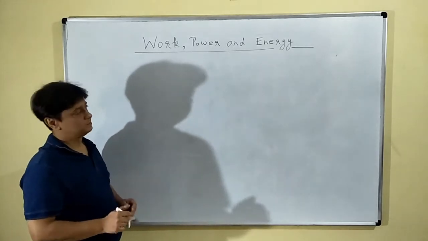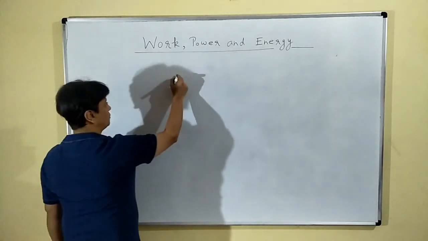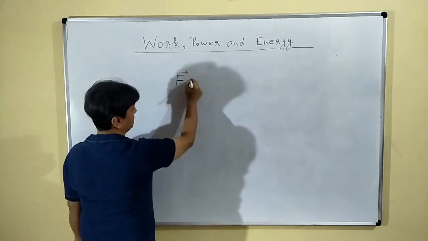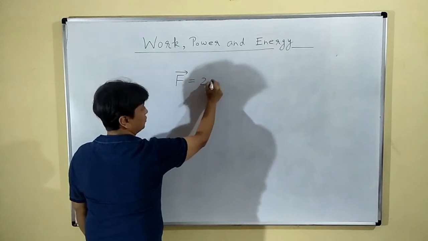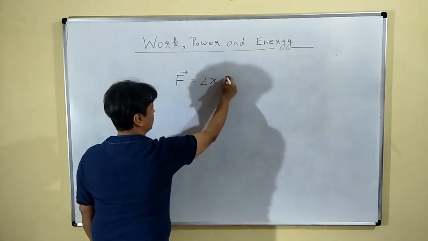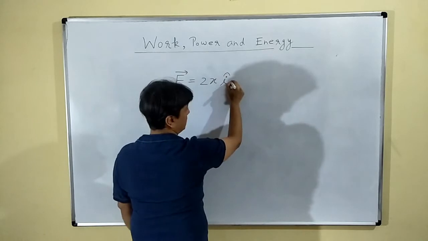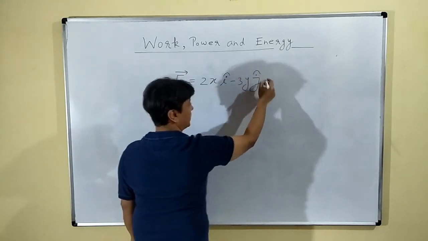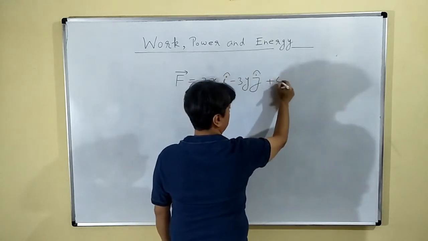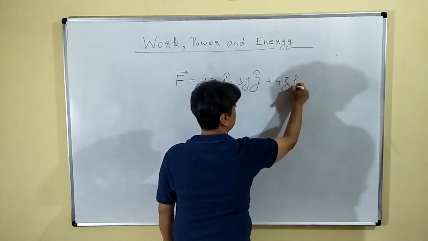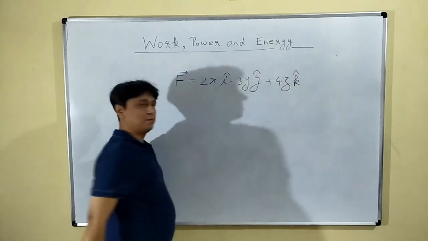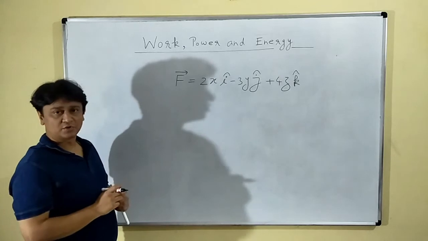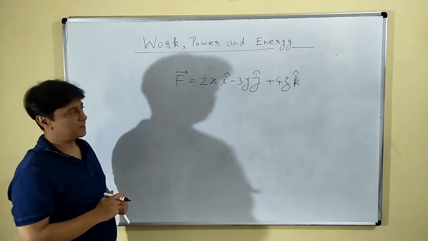Now suppose force is given in this form: 2x i cap minus 3y j cap plus 4z k cap. That's the force. 2x i cap minus 3y j cap plus 4z k cap.